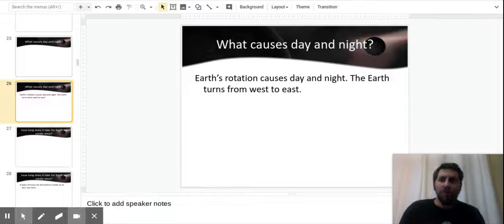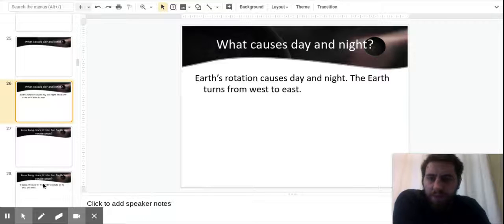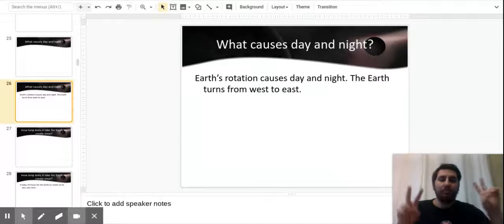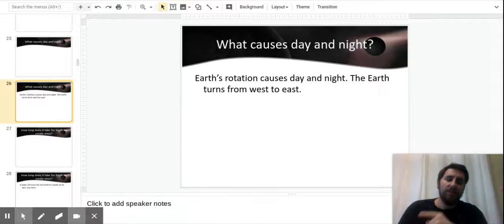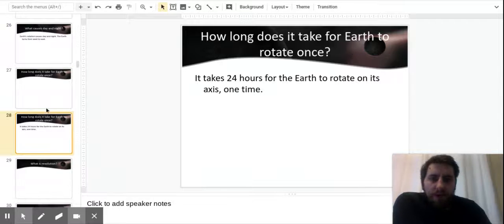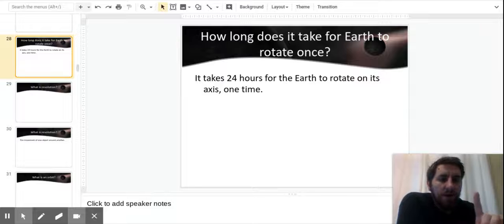Okay, so imagine you're in my classroom. It turns from the main parking lot to the east, which is the track and football stadium, which makes it look like the sun is traveling from east to west. That's why it rises in the east and sets in the west. Makes sense, right? How long does it take for Earth to rotate once? It takes 24 hours for the Earth to rotate one full time on its axis.